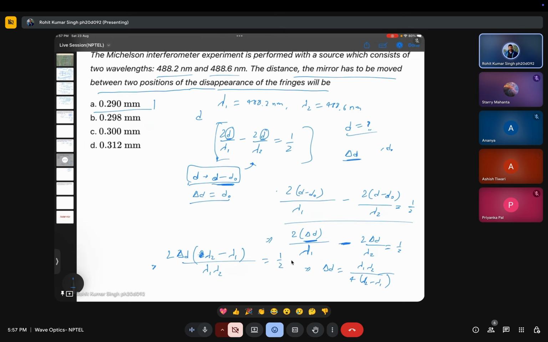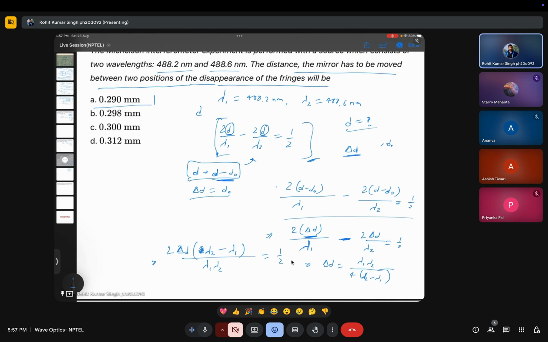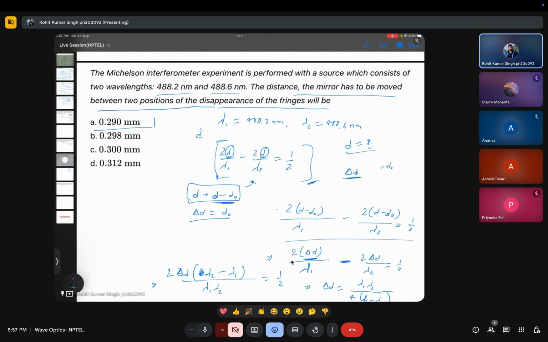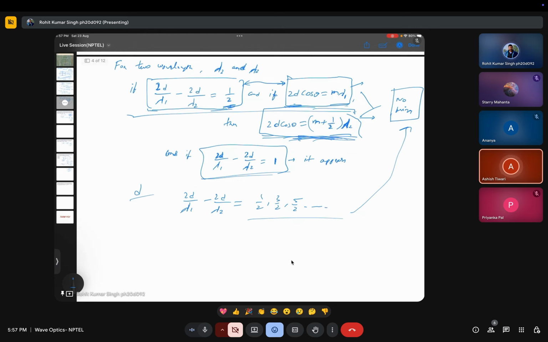Oh, sorry, yeah, this one will be 0, right? If you subtract... Sir, this may be d plus d naught also. We are increasing or decreasing, both ways are possible. So d plus d naught is possible. No, let me think. Because in the formula they are taking plus minus.